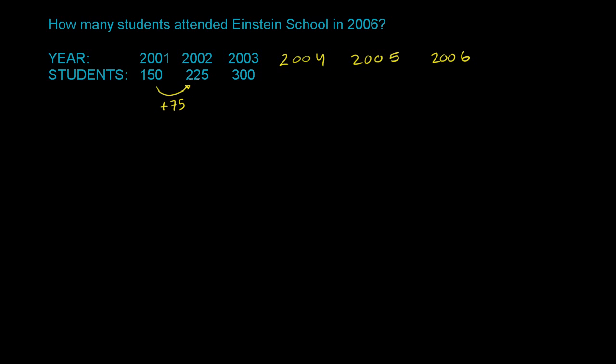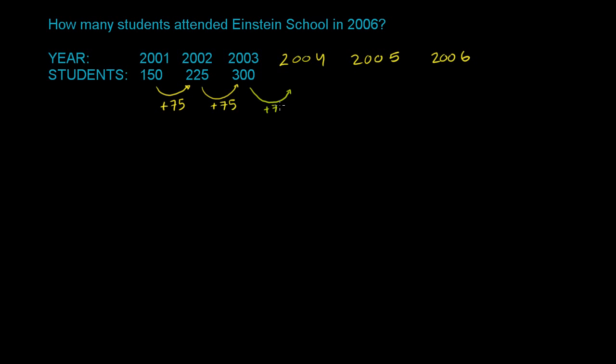And then to go from 225 to 300, how many did we increase by? Looks like 75 again. 75 plus 225 is 300. So it looks like we increased by another 75. So the pattern here is that each year, 75 more students attend the Einstein School. So let's just continue that pattern. So let's add another 75.